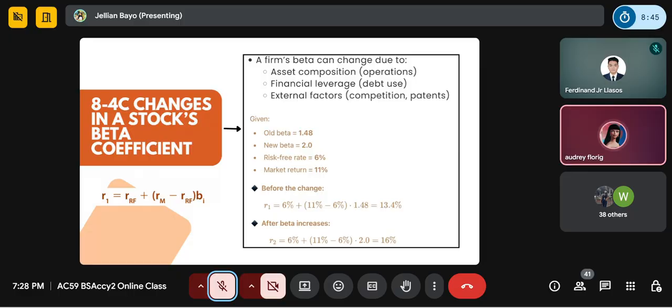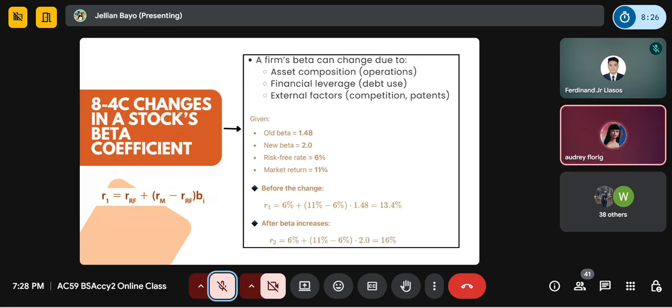So, we all know that beta is the measure of stock market risk, or how much a stock moves compared to the overall market. The market average of beta is 1. Above 1 means it's more risky, and below 1 is more stable.